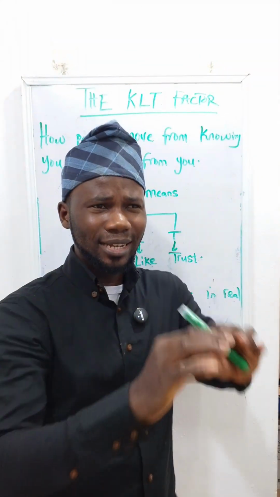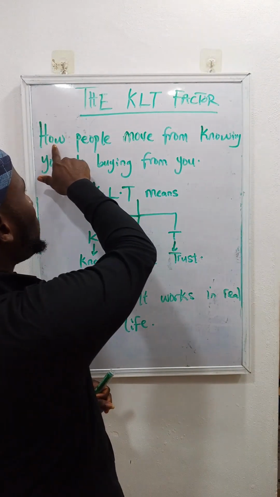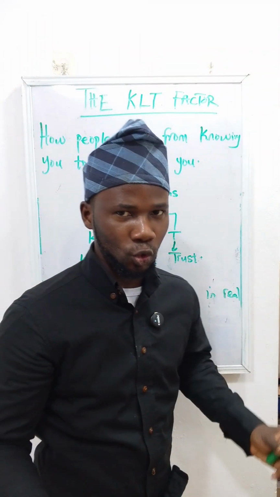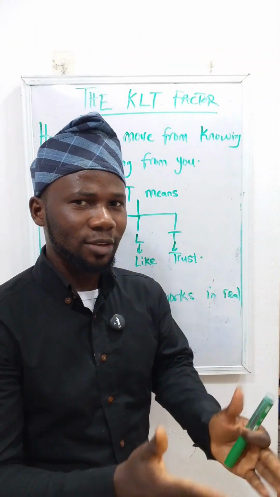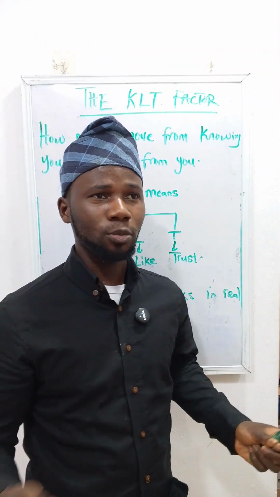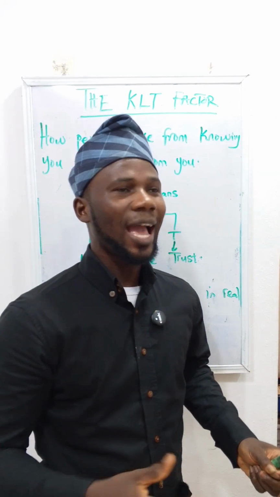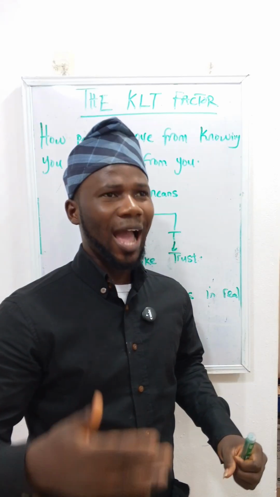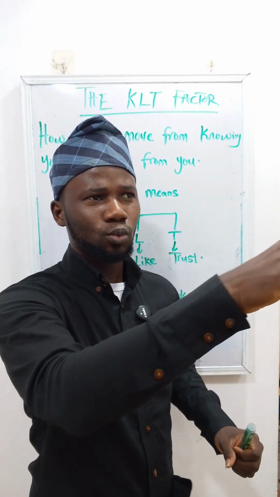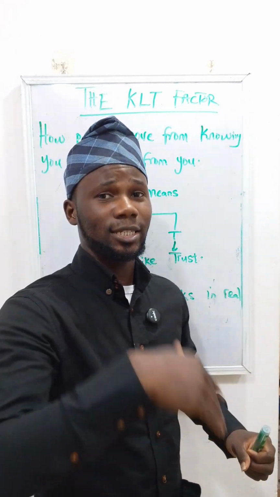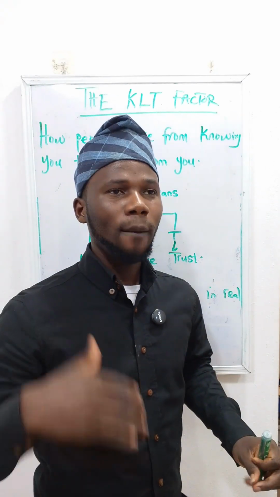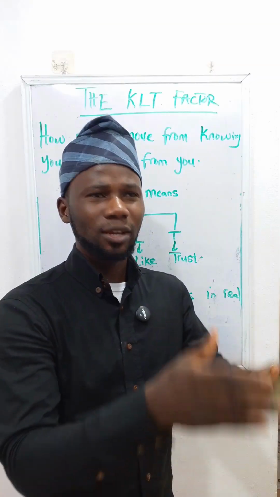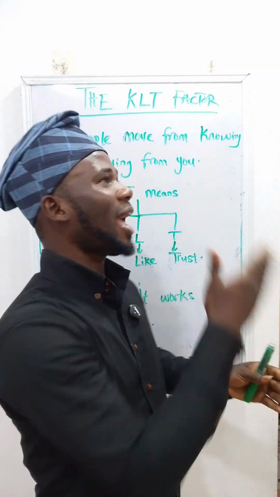In a simpler meaning, this KLT factor is just how people move from knowing you to buying from you. People are always moving from something to something before they can buy from you. Nobody will just see your content online and buy what you are selling. They might have been seeing your content before, and then they will decide, oh, I've been seeing this woman, I think she's selling this particular thing, and they can now reach out to you and buy from you. People don't just quickly buy directly from you if they don't really know who you are, if they don't really like you, and if they don't really trust you.